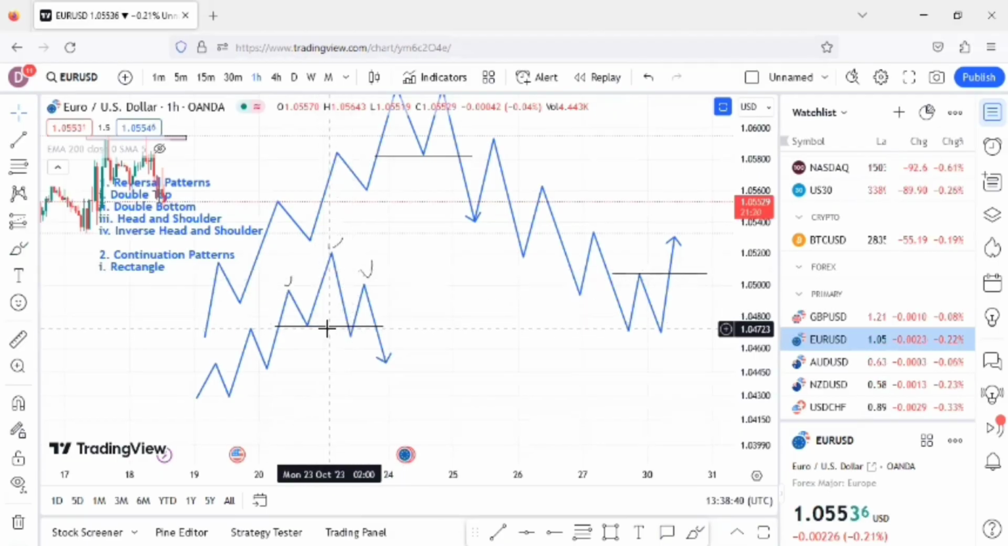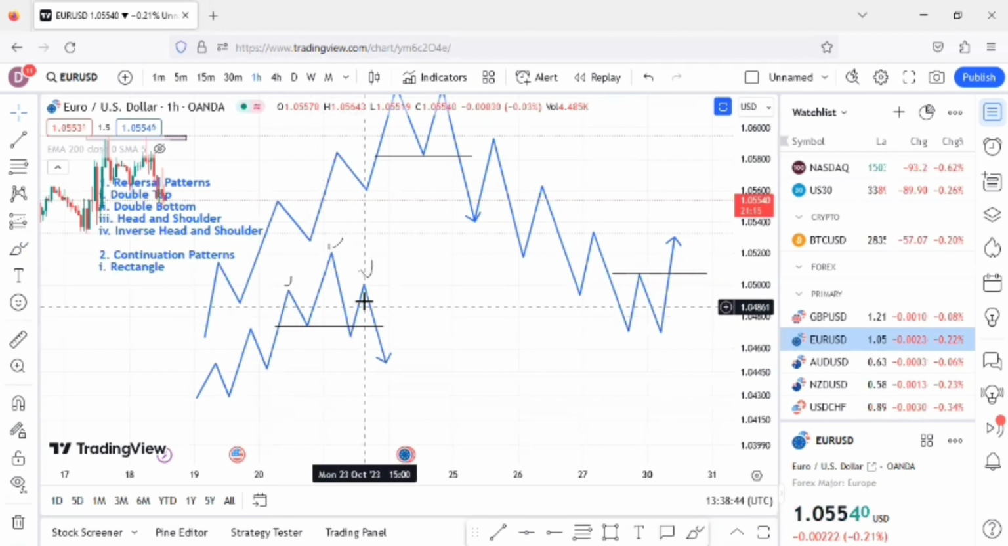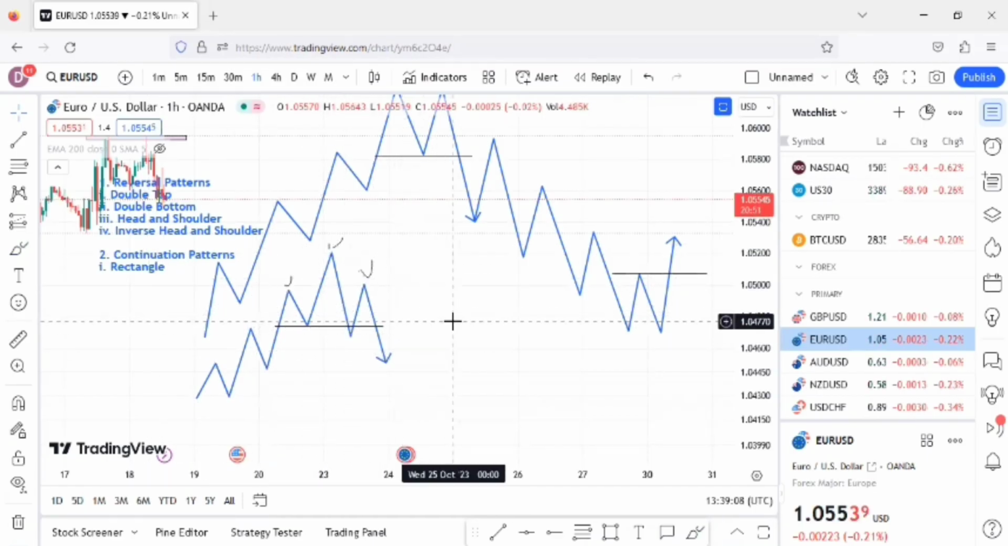And here we have a neckline break. Until the neckline is broken, this chart pattern is not completed. So now the same thing on a downtrend.